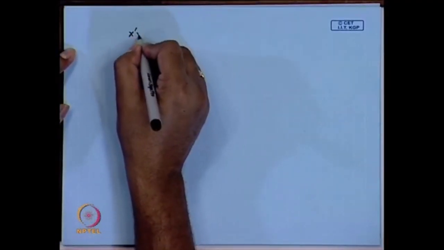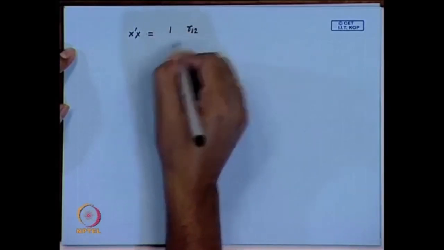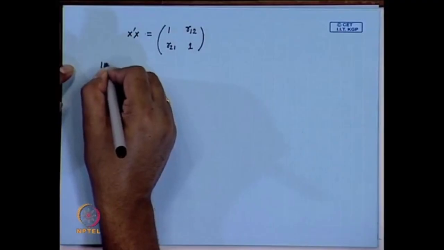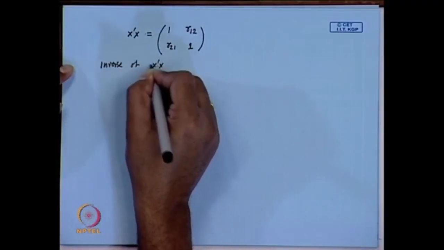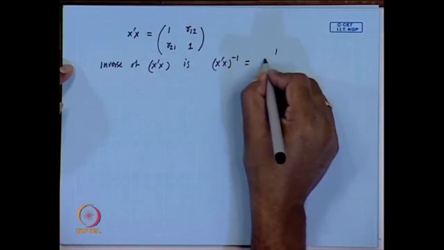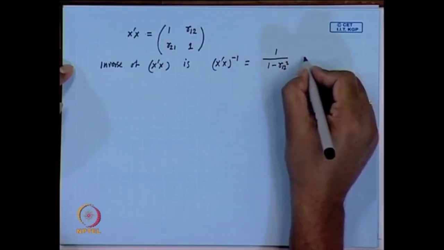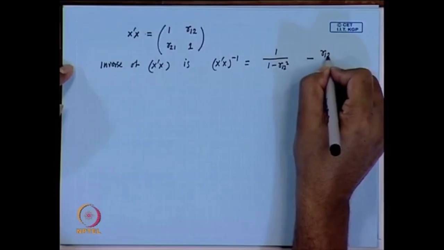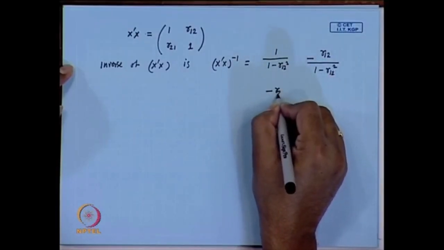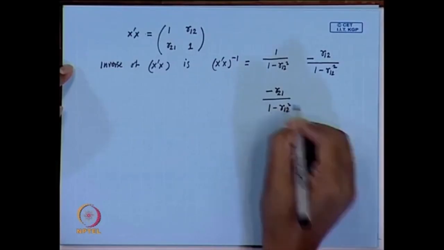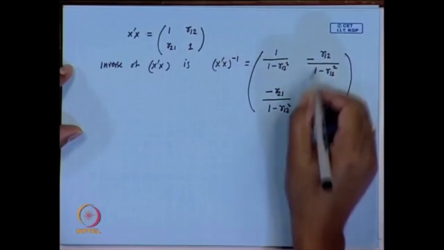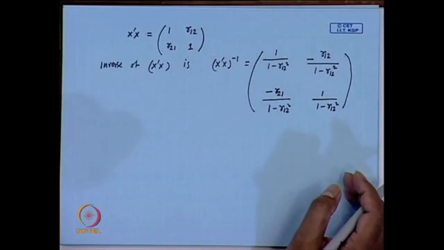Well, so what we have is that X prime X is equal to [1, r12; r21, 1] here, and you can check that the inverse of X prime X, X prime X inverse, is equal to 1 by (1 minus r12 square) times [1, minus r12; minus r21, 1]. It is not difficult to check that this is the inverse of X prime X, right.